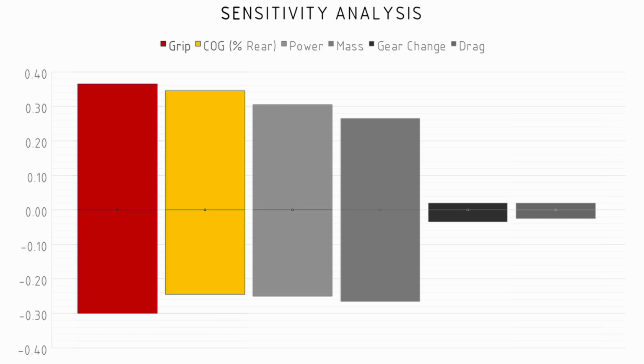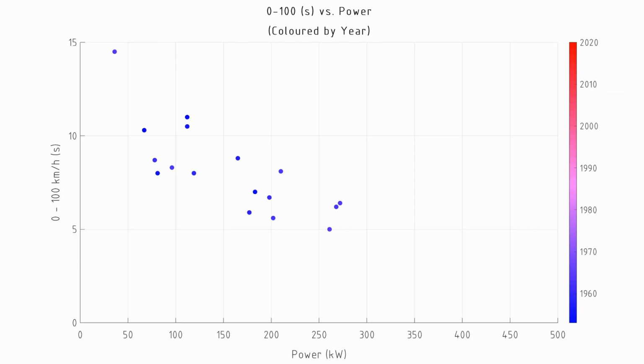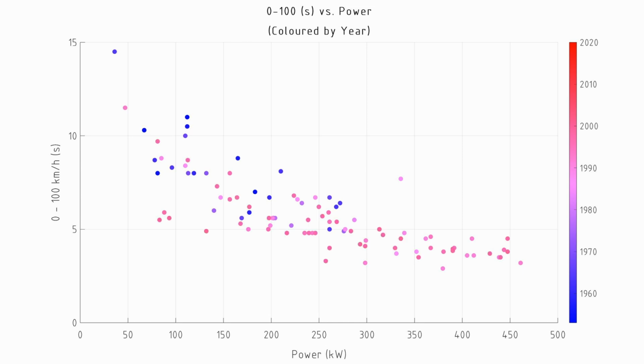Now, just because the grip and the center of gravity might be more influential on the time, it doesn't mean that they're easier to change. So changing your center of gravity location by 10% is most likely considerably harder than changing your power by 10%. And the fact that some things are easier to improve, such as power, is going to indicate what we saw in a previous video, where we saw that the power to weight of vehicles continue to increase over the years, but mainly on the back of increasing power rather than decreasing mass. It's just more cost effective that way.